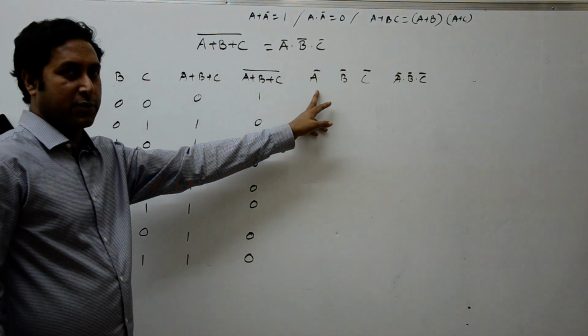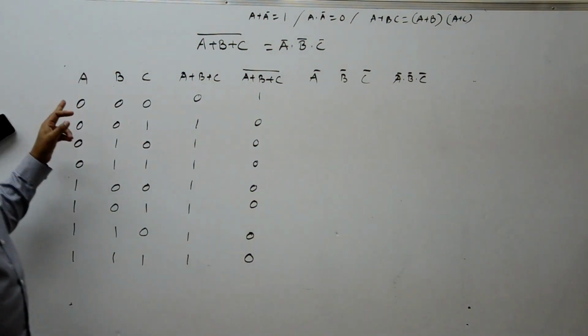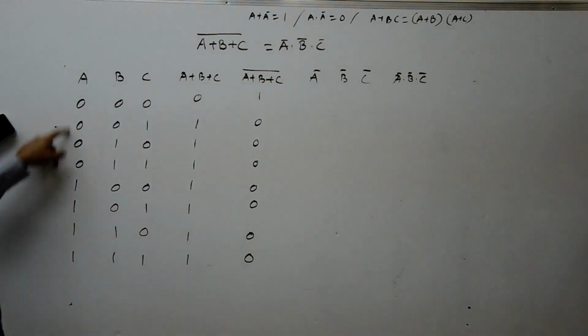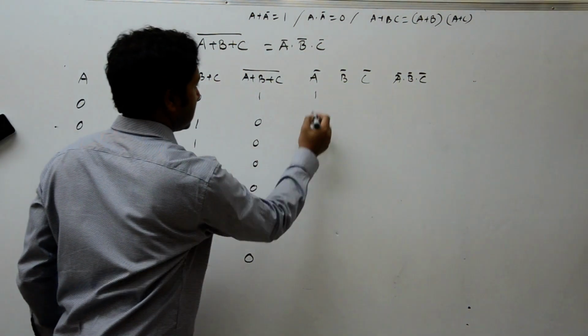Now we'll think about this one. This one is A bar. So compare with this. How many 0? 4 zeros. So 4 ones will come.